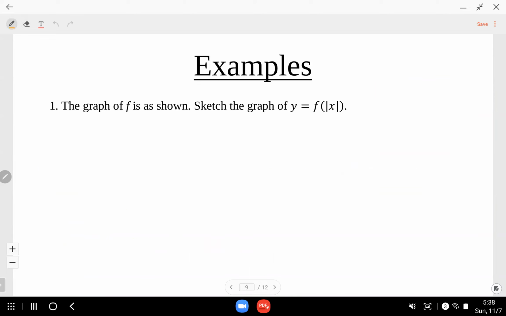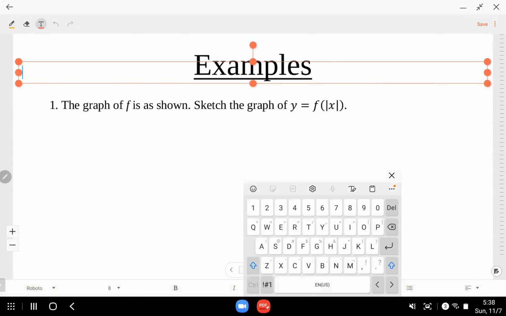Okay, so the graph of f is as shown. I'm going to draw you a graph, and you're going to sketch the graph of y equals f of absolute value of x.